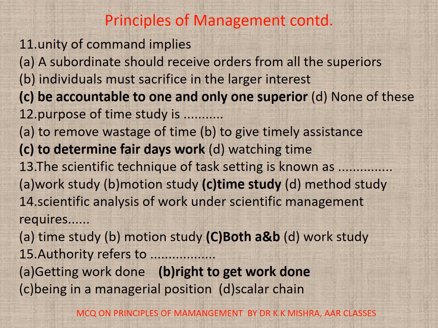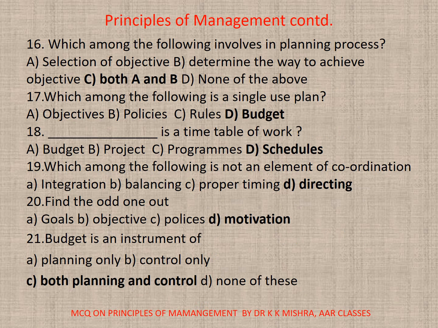15. Authority refers to A. Getting work done, B. Right to get work done, C. Being in a managerial position, D. Scalar chain. Correct option is B. Right to get work done.